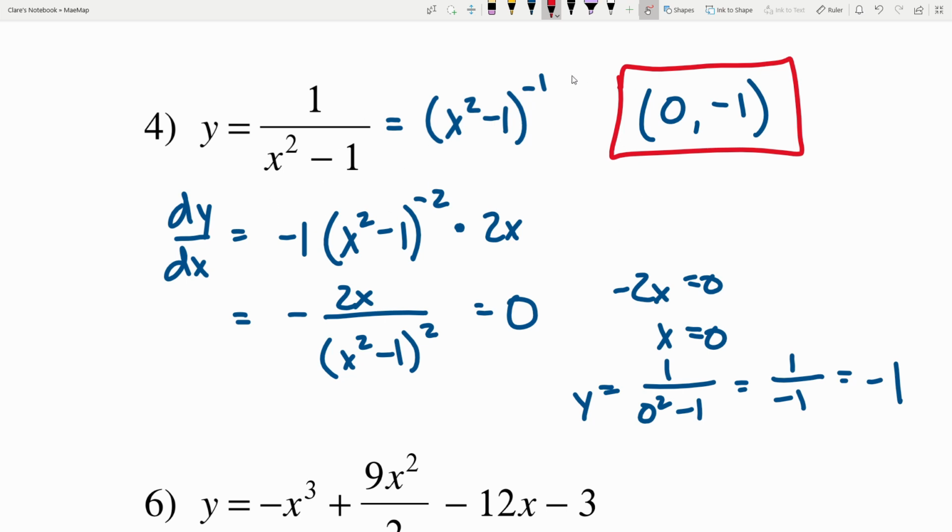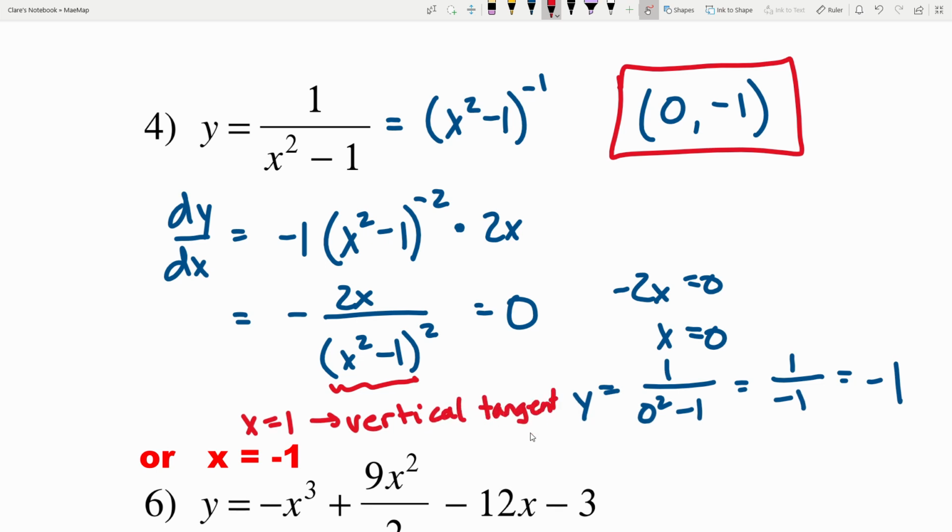And if we wanted to see where it had a vertical tangent line, we would just set the denominator equal to 0, which occurs when x equals 1, right? Because 1 squared is 1, minus 1 would be 0. So when x equals 1, we have a vertical tangent line. Horizontal, we have a slope that's 0. Vertical, we have an undefined slope, so an undefined derivative. But we're not worried about vertical tangents on this worksheet, so let's continue on just finding the horizontal tangents.